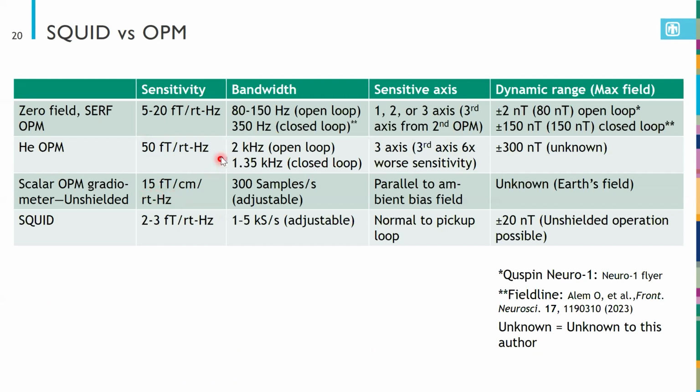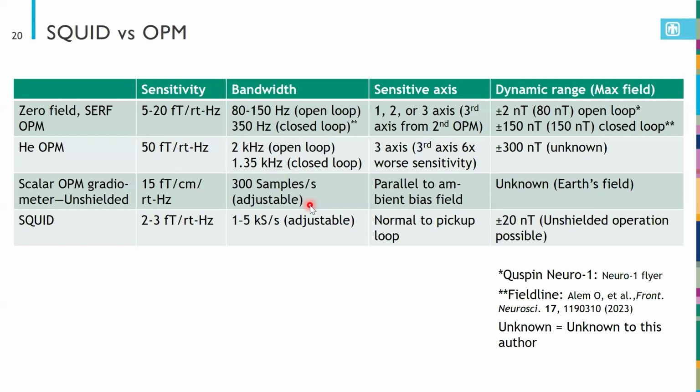In terms of bandwidth, the surf OPMs are relatively low, especially when they're operating open loop. When you operate them closed loop and have active feedback, you can flatten out the response to a higher frequency and get a bandwidth up to, say, 350 hertz in the field line sensors. Helium OPMs, because the relaxation rate is faster, have a broader resonance, so they have more of a 2 kilohertz line width. Closed loop, what I was reading in the paper was 1.35 kilohertz.